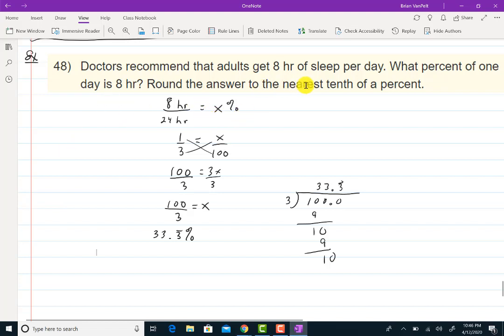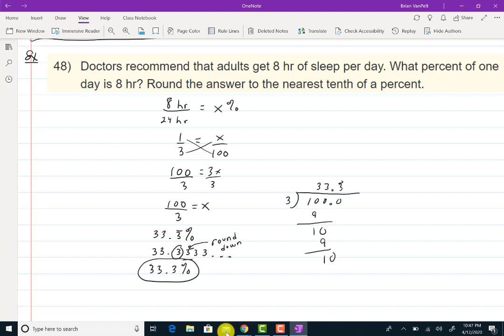However, now we have to round to the nearest tenth of a percent. So 33.3. The first 3 is 1/10 of a percent, then 1/100th of a percent, and it goes on forever and ever and ever. The decimal place that I'm interested in is right there because that's the 1/10 of a percent. The next one after it tells me to round down. And I have 33.3% is the answer they were looking for.